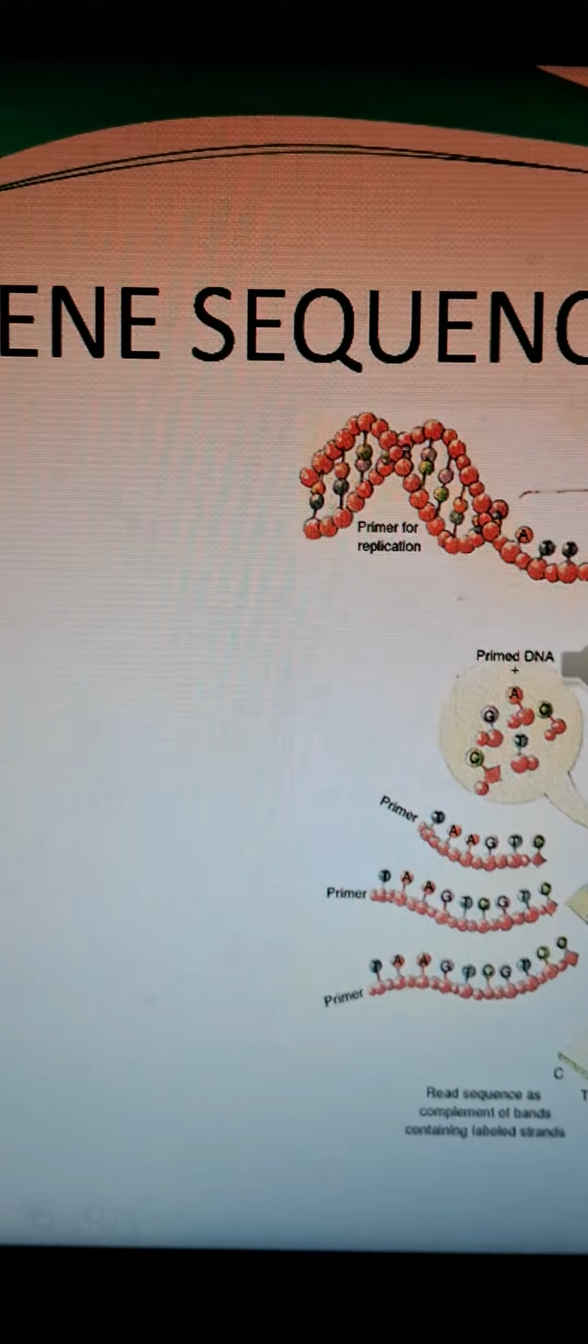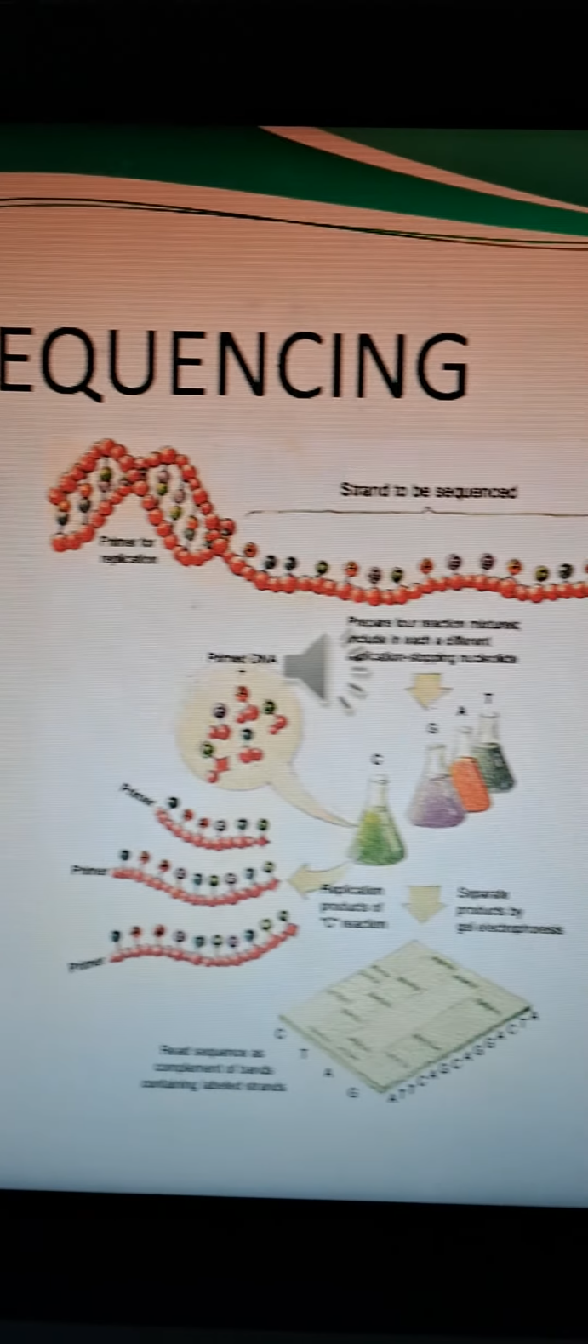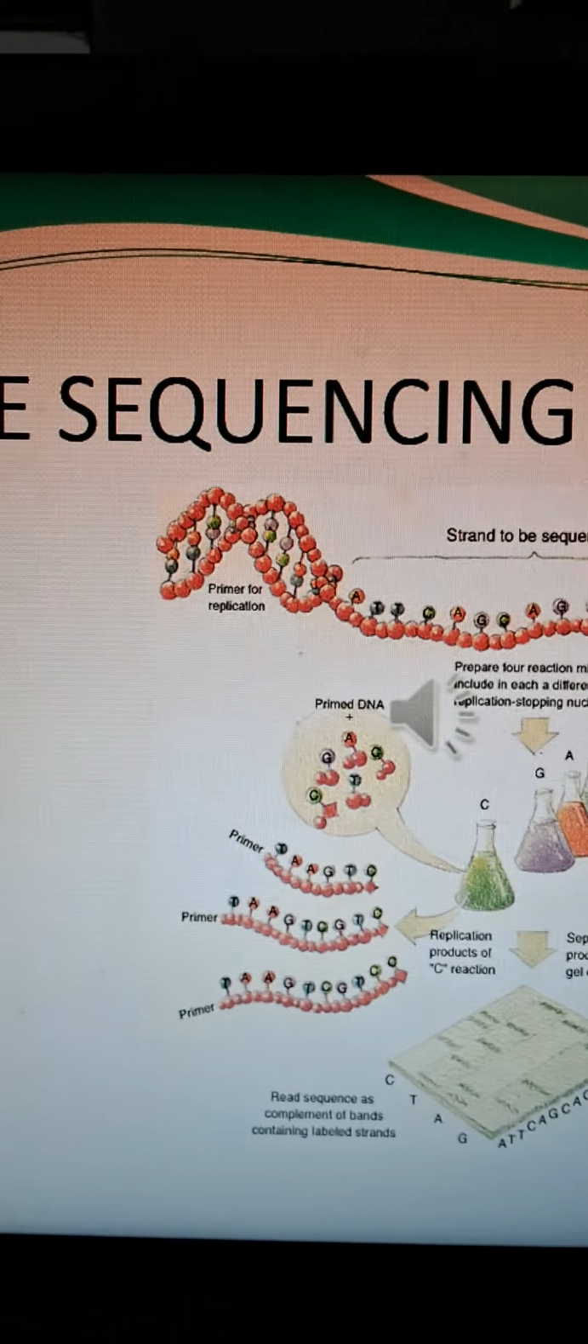Gene sequencing. The technique of assigning positional functions of different genes of a DNA molecule is termed as gene sequencing.